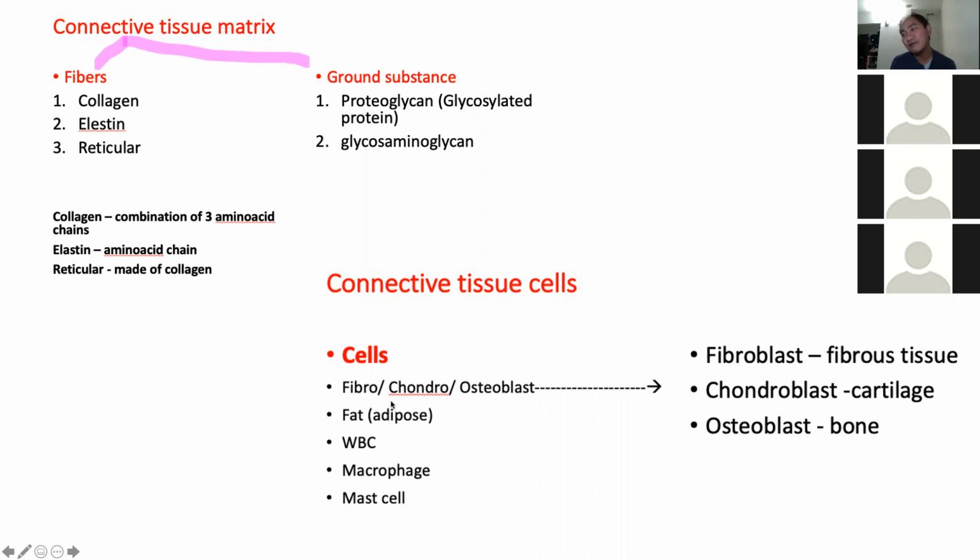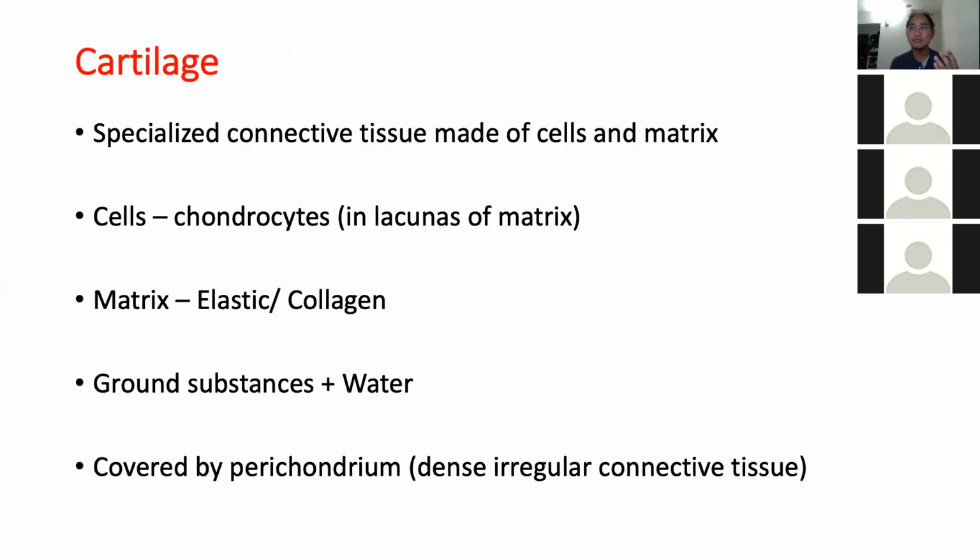On top of this fibrochondro osteoblast, there will be some other cells like fat, white blood cell, macrophages, and mast cell. Cell and matrix, which makes the cartilage. Cell and matrix, which make a bone. That is the formation of connective tissue. So cartilage is specialized connective tissue: cell and matrix, ground substance, and water.